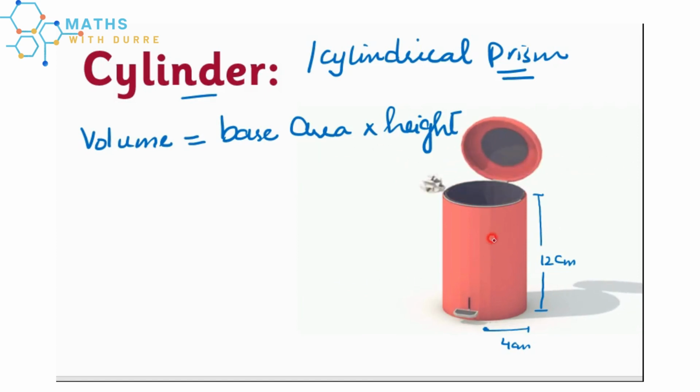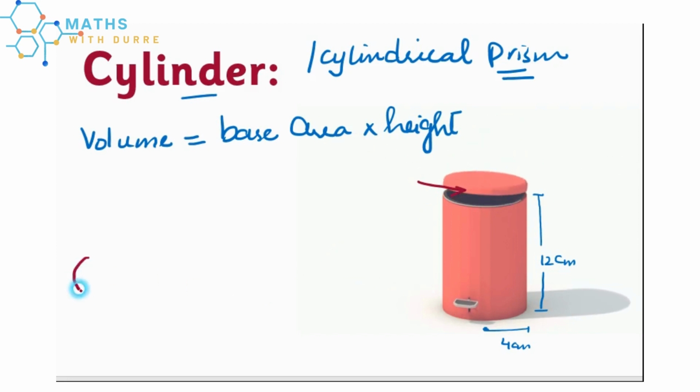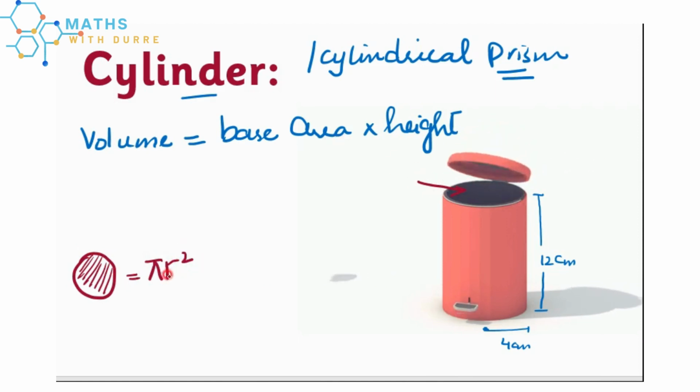We need to identify the base shape of this prism. What is the base shape of this prism? Can you identify it's a circle? Yes, we can easily identify that this is a circle basically. So area of a circle is what? Area of a circle is pi r square.